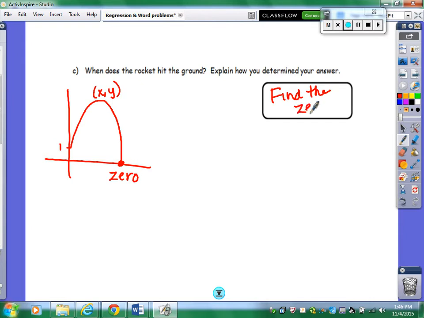Now remember, this is a quadratic. It has 2 zeros, but we're only interested in the positive zero because it's starting off at 1. It's not going to have a negative zero. You can find it algebraically, but it's not in context in this problem. All right, so let's find that zero. So we've got negative 16t squared plus 50t plus 1 equals 0.